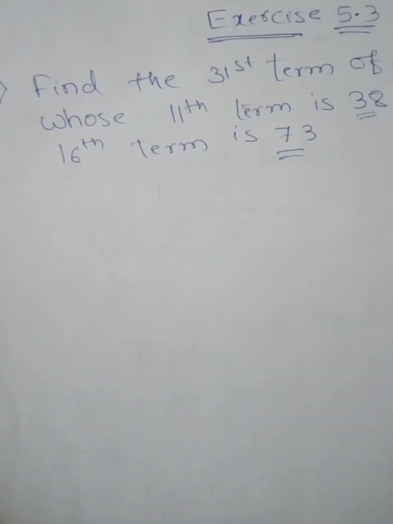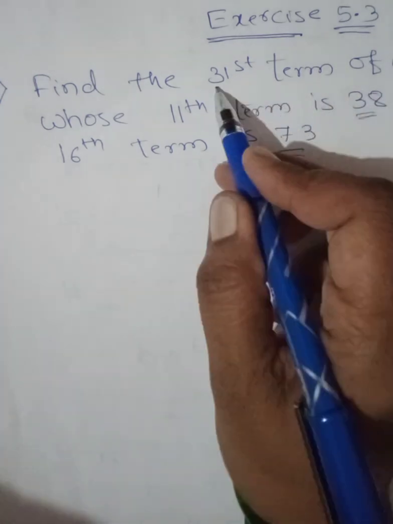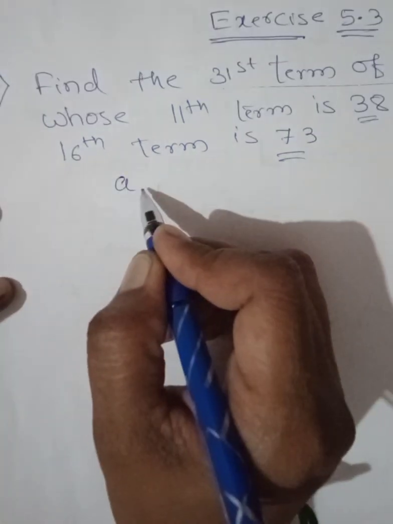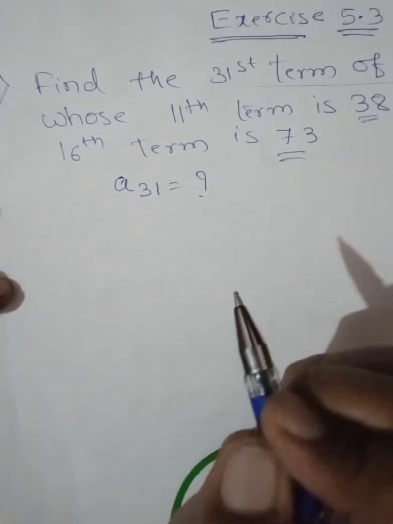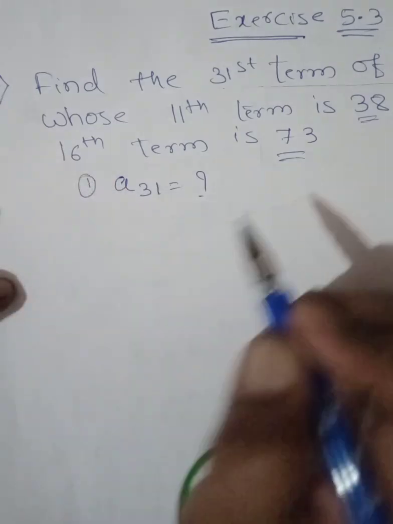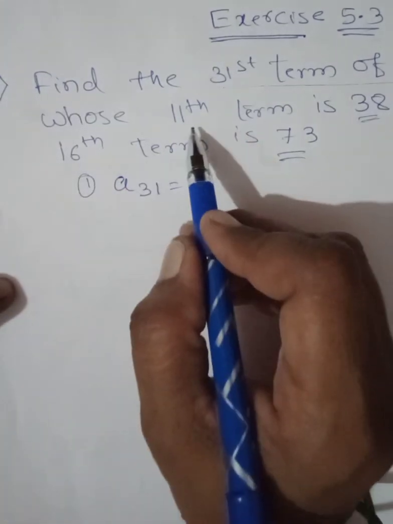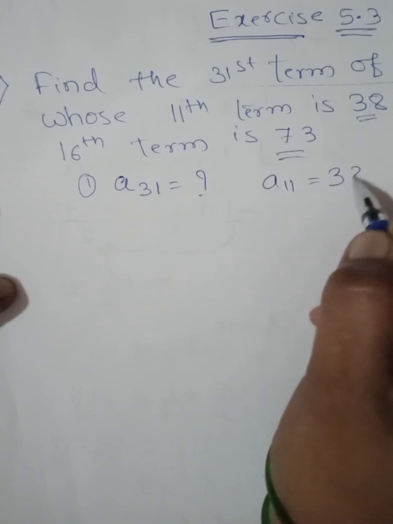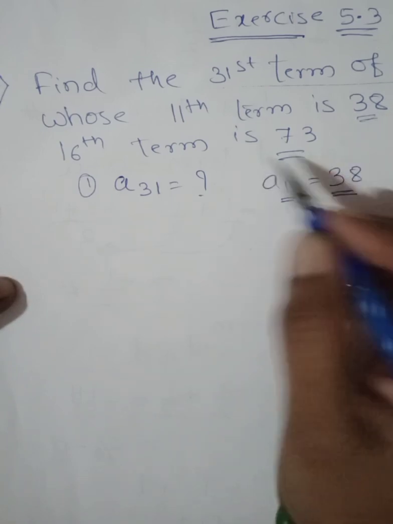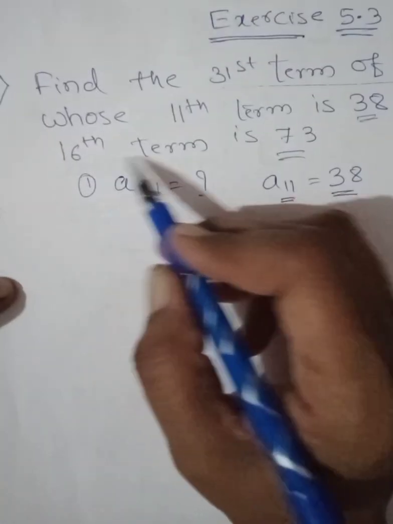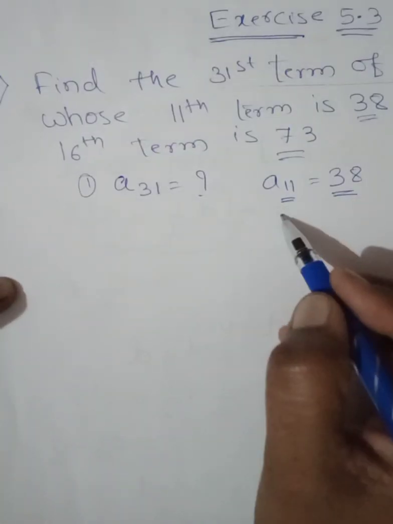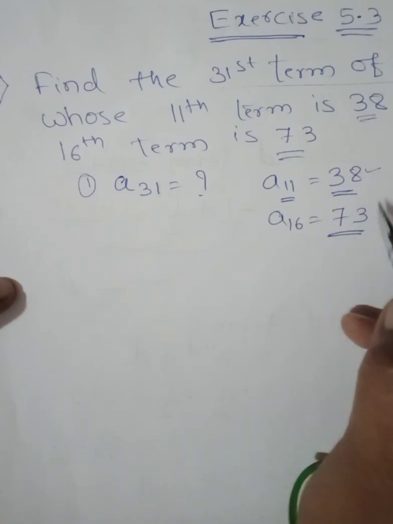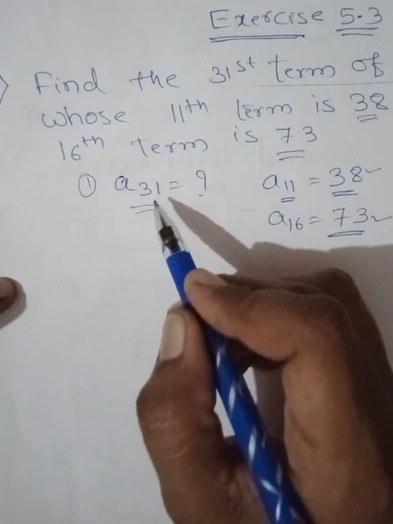Okay, now look at this one. Find the 31st term of an AP. The 31st term of an AP means you are going to find A31. Yes, this is the question. So what you are given here: the 11th term is 38, that means A11 is equal to 38. And also you are given the 16th term is 73, that means A16 is 73. So you are given A11, A16 and you are asked A31.